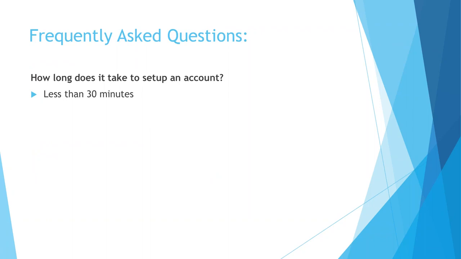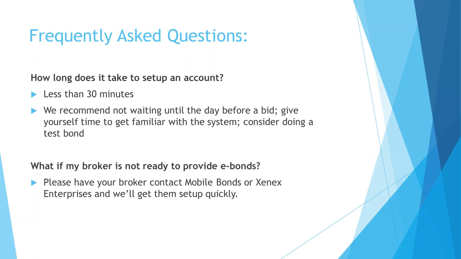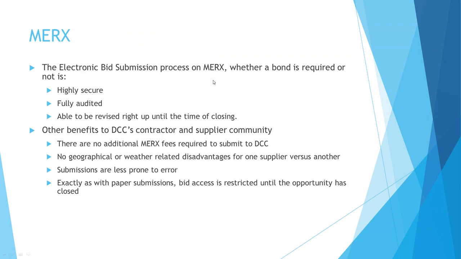A frequently asked question is, how long does it take for an account to be set up? We're saying it's less than 30 minutes, probably even less than that. But it's going to depend on how many people are supposed to be using the system, and in some cases how fast you can get the information into it. The next question is, what if my broker's not ready for e-bonds? I think both Loris and I would be happy to help them out, get them set up as quickly as possible so that you can get your e-bonds just as fast. And with that, I'm going to pass this on to Paul.